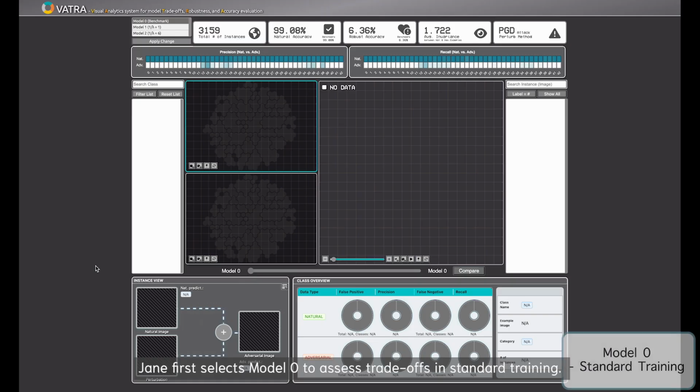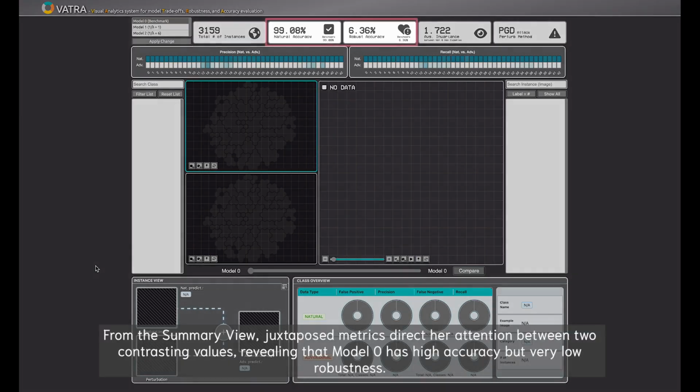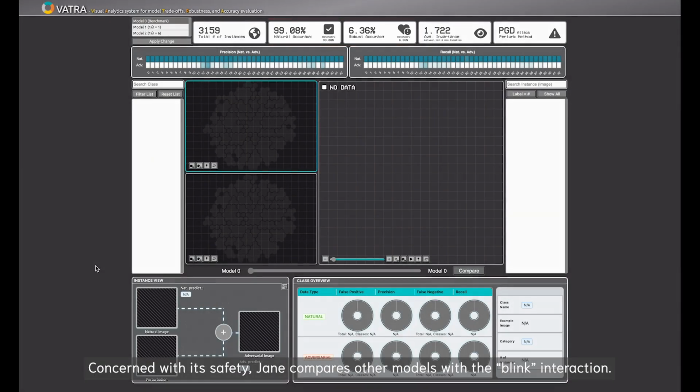Jian first selects Model 0 to assess trade-offs in standard training. From the summary view, juxtaposed metrics direct her attention between 2 contrasting values, revealing that Model 0 has high accuracy but very low robustness. Concerned with its safety, Jian compares other models with the blink interaction.